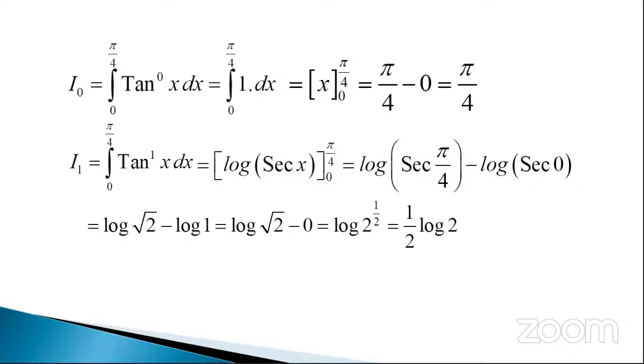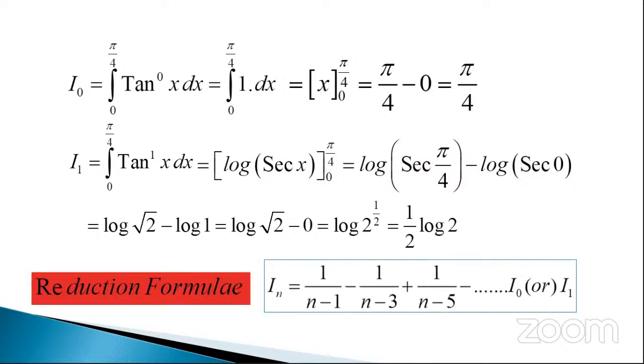Sec 0 means 1 by cos 0. The cos 0 value is 1, so sec 0 value is also 1. Log 1 value is 0. It means we have log root 2. Root 2 can be written as 2 to the power of 1 by 2, so log 2 to the power of 1 by 2. Log a power m means m into log a. So it is 1 by 2 log 2. Am I clear?